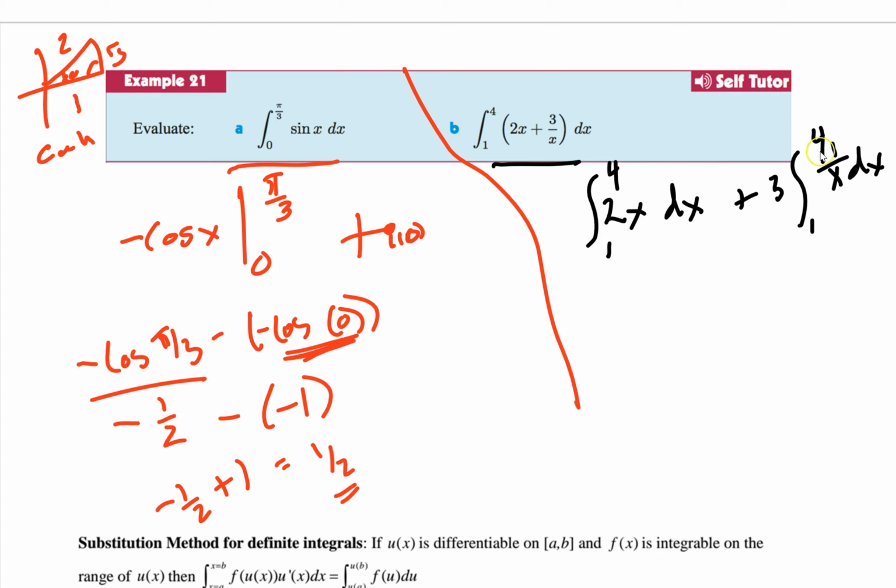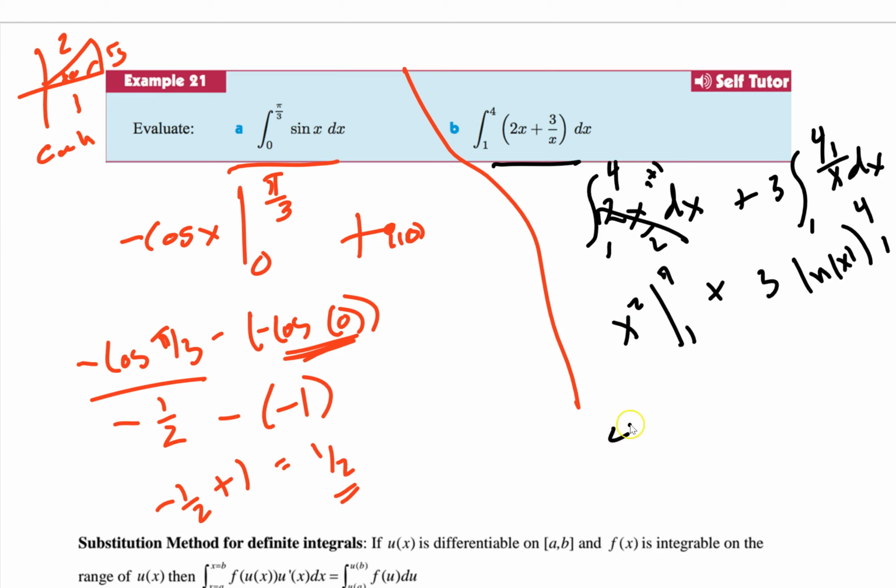Right, so I'm gonna separate it just so I think it makes life a little easier. So if I separate it, keep the limits on both of them. Then what we're gonna do right here is integrate it. Add 1 to the power, divide by the new power. We get x squared from 1 to 4 plus 3. We're going to integral of 1 over x, natural log. So natural log of x from 1 to 4. This one, top minus bottom, so 4 squared minus 1 squared. Same idea here, top minus bottom, 3 natural log of 4 minus 3 natural log of 1. So this is going to be 16 minus 1 plus 3 natural log of 4.